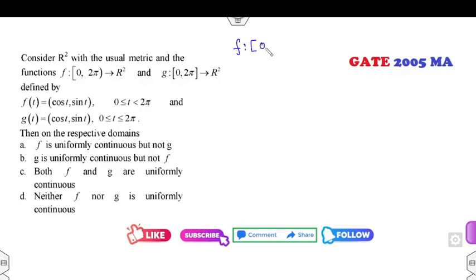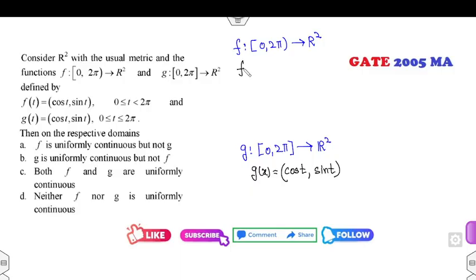f is a mapping from the interval 0 to 2 pi to R2. g is the mapping from the closed interval 0 comma 2 pi to R2, defined as g of t is cos of t, sine of t, and the same is defined for f of t, cos of t and sine of t. Then which of the following are continuous, uniformly continuous?